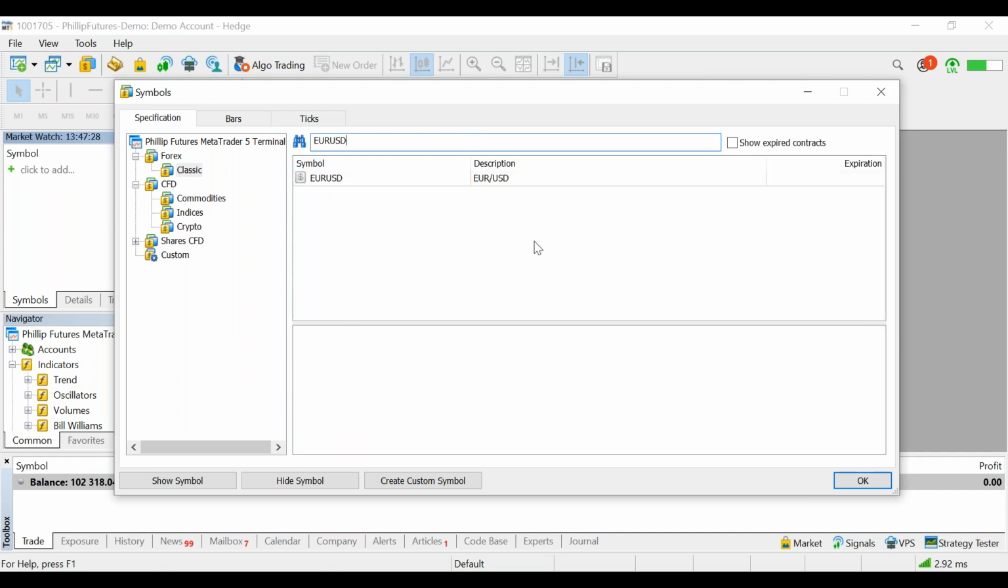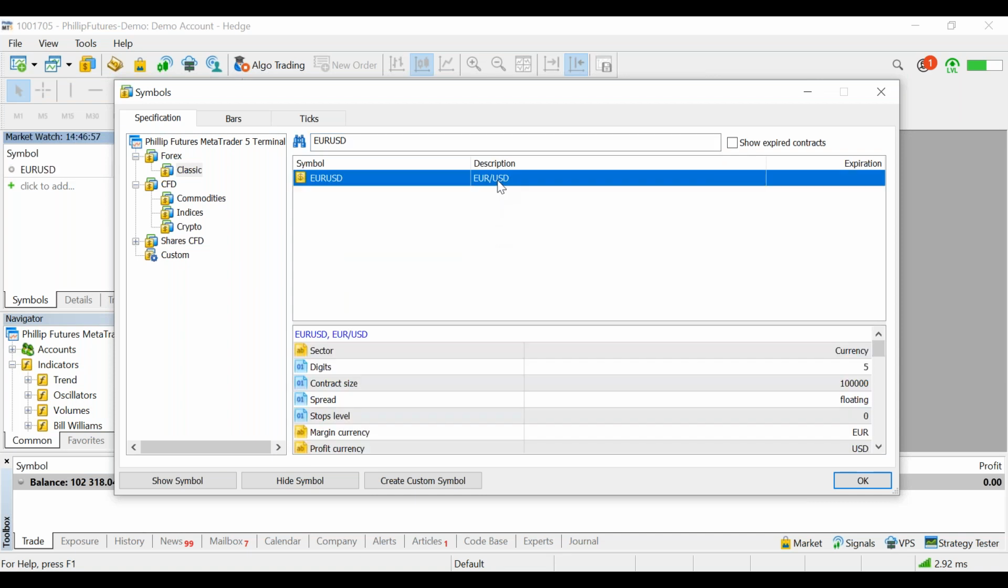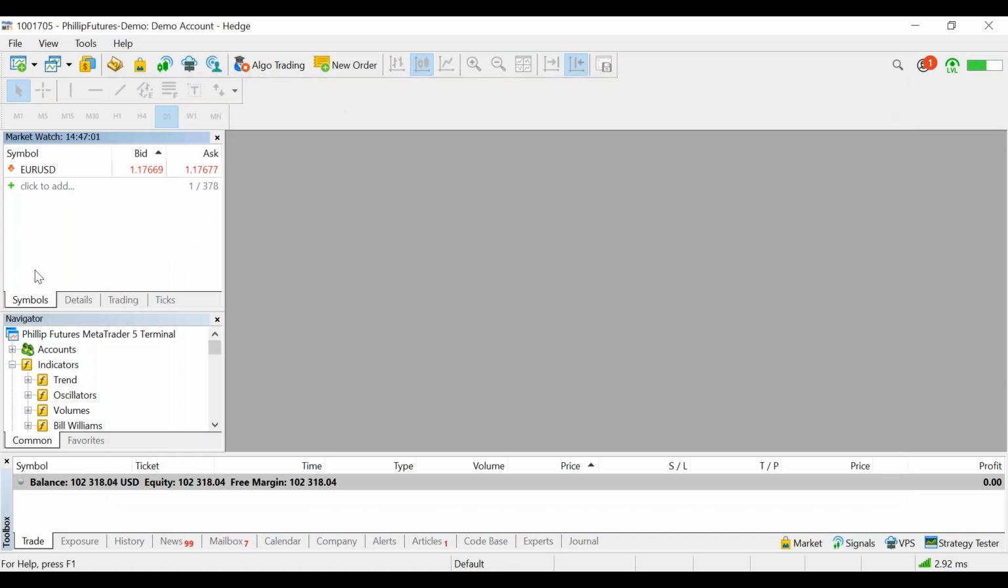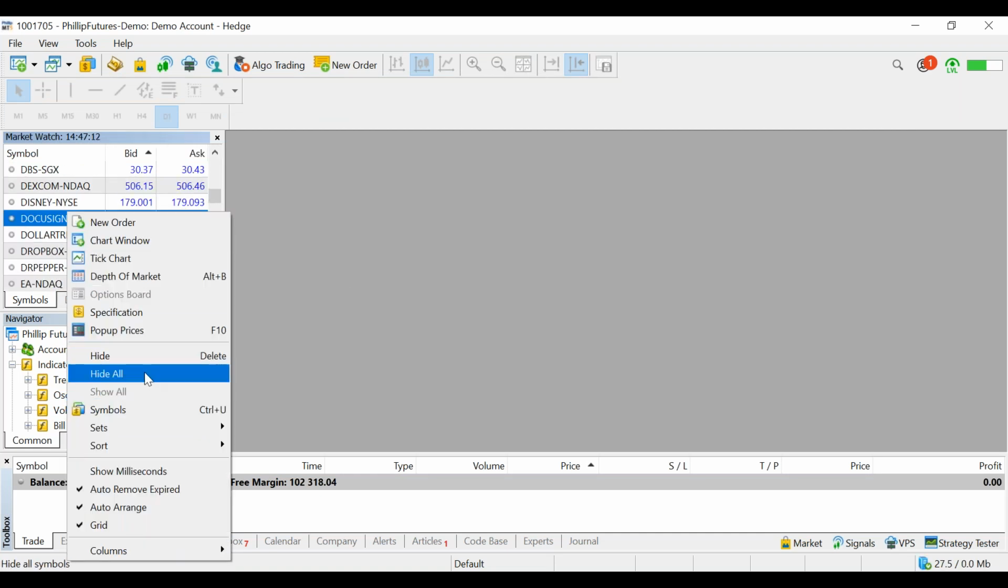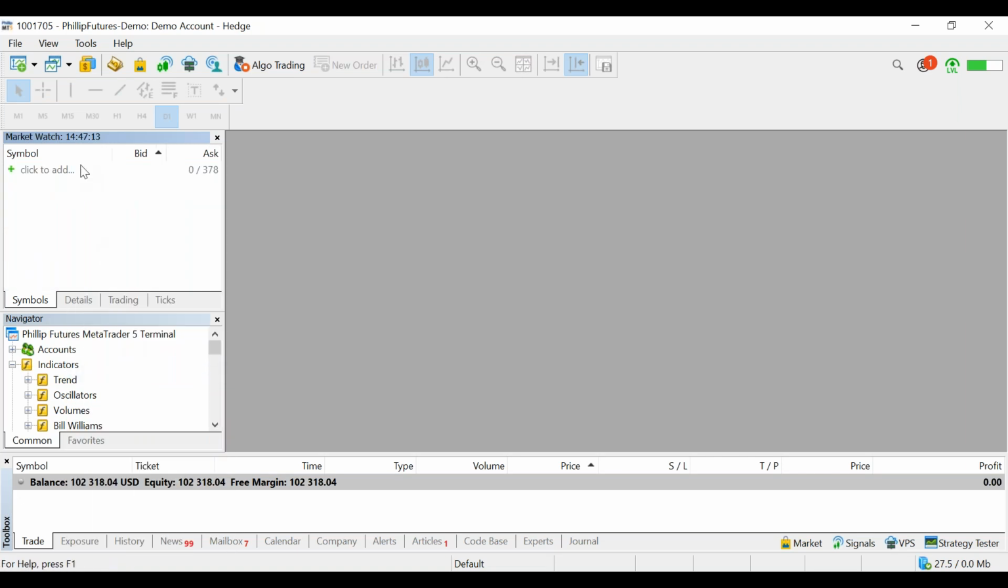So we've been talking about euro dollar, which is the most traded currency. Let's take this as an example. I double click, it will appear on my market watch panel. From here, you can display all the contracts that are available. You can show all. So from here is really everything, but we want to keep it clean for today's purpose. We hide all and we add back the pair that we want to see, Euro USD. So from here you can see the bid and ask price. So this is the key information.